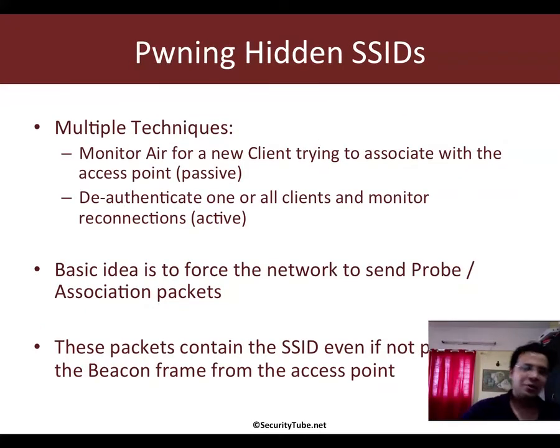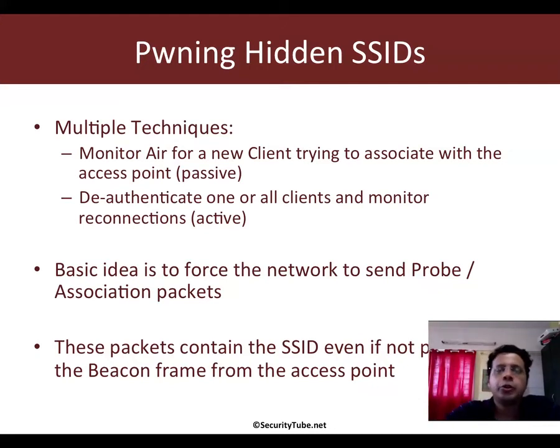Okay, so let the games begin. Pwning hidden SSIDs. Multiple techniques can actually be used, and here is the whole solution to the problem. Hidden SSID just tells you that there is no SSID being broadcast in the beacon frame sent out by the access point. However, the probe request and response packets and association packets actually contain the SSID, and they really cannot be masked because those SSIDs are required for an actual legitimate connection to happen.